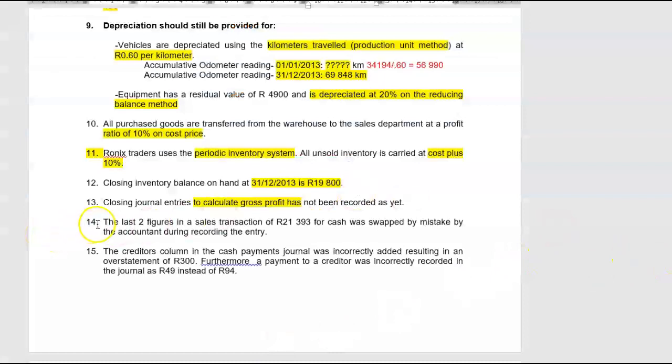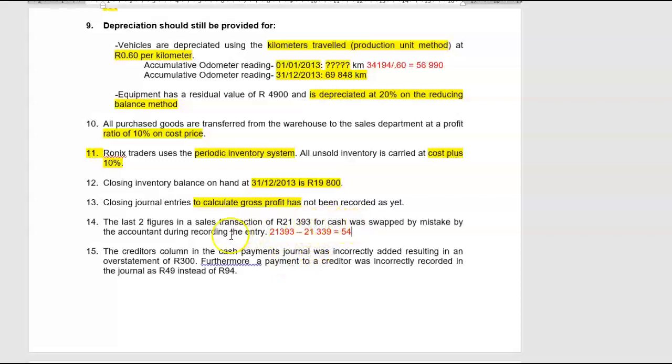Good, now it's only 14 and 15 left. The last two figures in the sales transaction of 21,393 for cash were swapped by mistake by the accountant when he recorded the entry. So it should have been 21,393. Oops, 393. What did he post? He didn't do that. He posted 21,339. So you swap the last two digits around, and that gives you 54 Rand.